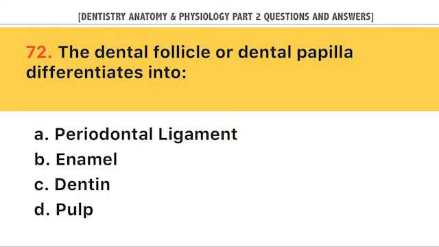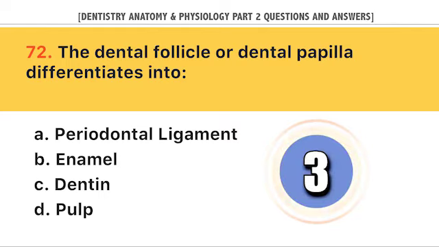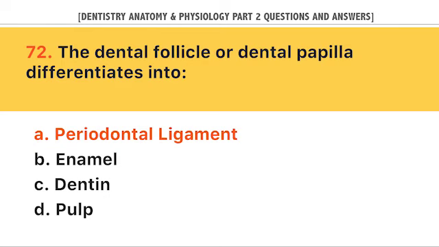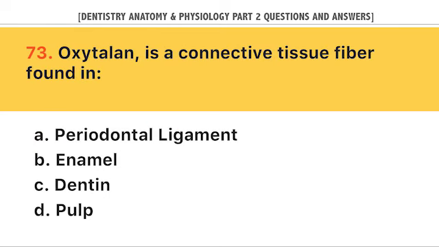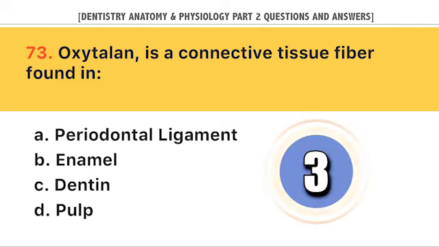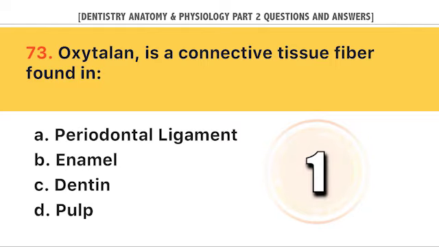A. Periodontal ligament, B. Enamel, C. Dentin, D. Pulp. Answer: A. Periodontal ligament. Oxytalan is a connective tissue fiber found in: A. Periodontal ligament, B. Enamel, C. Dentin, D. Pulp. Answer: A. Periodontal ligament.